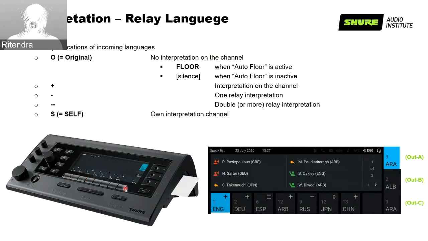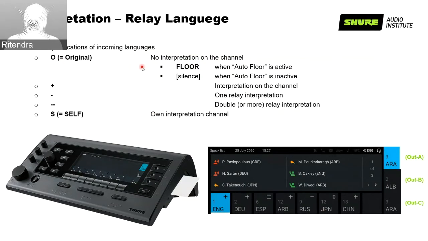So these buttons are relay buttons, and this is the floor. If the interpreter needs to listen to the floor, he presses the button and listens to the floor. But if he doesn't understand the floor, he presses this button and listens to this. Now, as said, it has the signs plus, plus, double minus, plus, minus, 0. So these have some meaning.